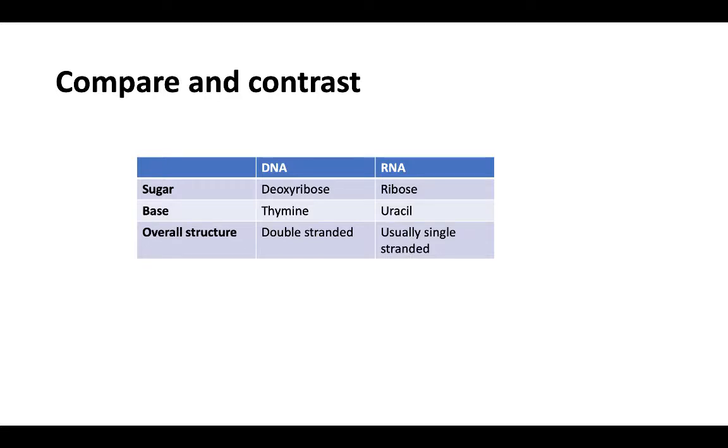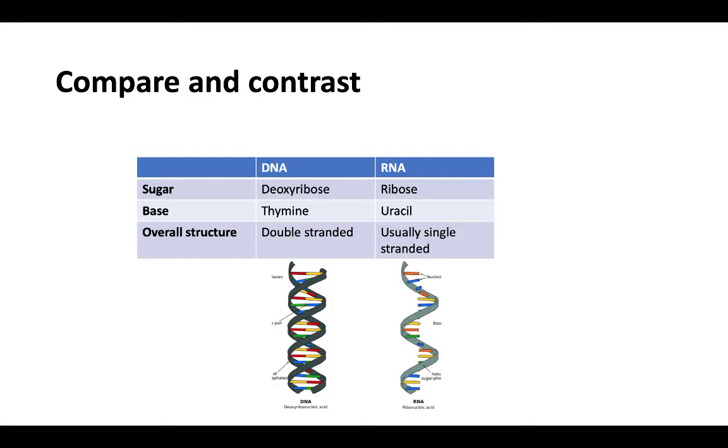The overall structure of DNA is double-stranded. It's a double helix. RNA, however, most of the time does its work as a single-stranded molecule. Again, in Chapter 14, we'll talk about the different types of RNA that are involved in protein synthesis, and we'll see that they're all single-stranded.